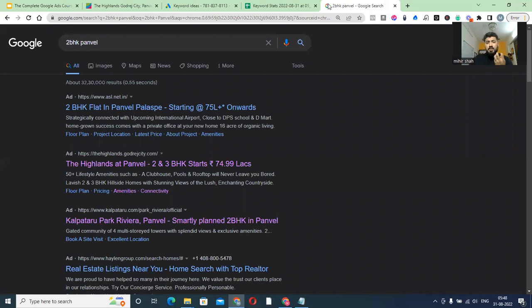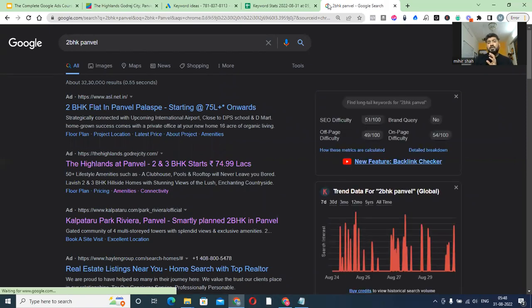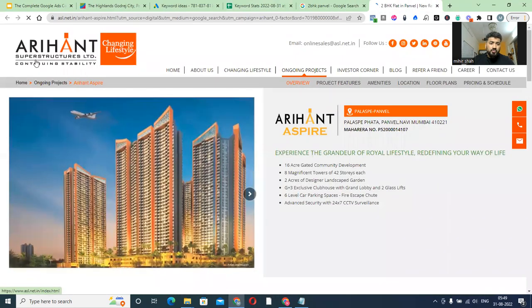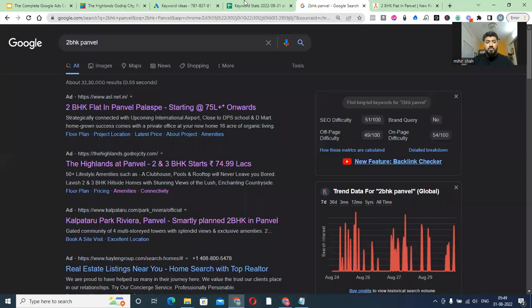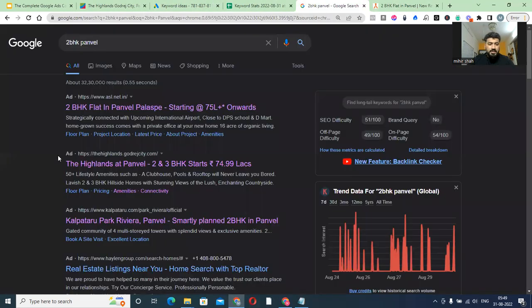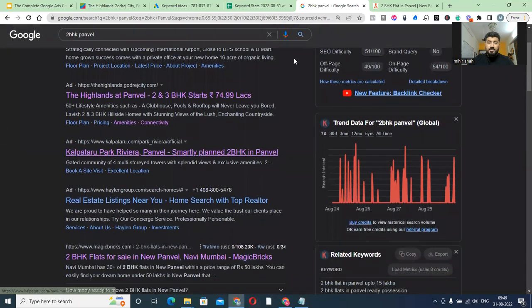Again, here I have picked up my product that I am selling, which is a 2 BHK, and I've picked up the location. You will have to pick these combinations for your product and service. Apart from Godrej, there is someone called ASL, Arihant Superstructures Limited, who is also selling flats in Panvel. So we can put ASL and Superstructure. The next is Highlands by Godrej itself. The third one is Kalpataru.